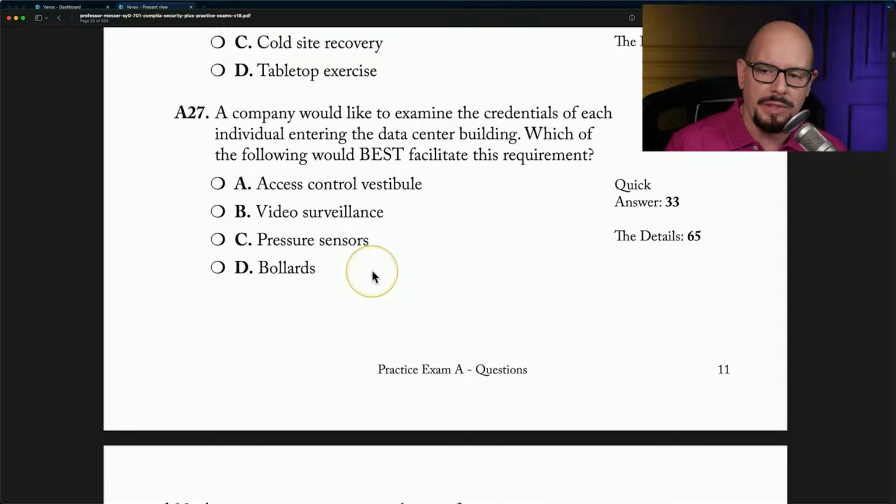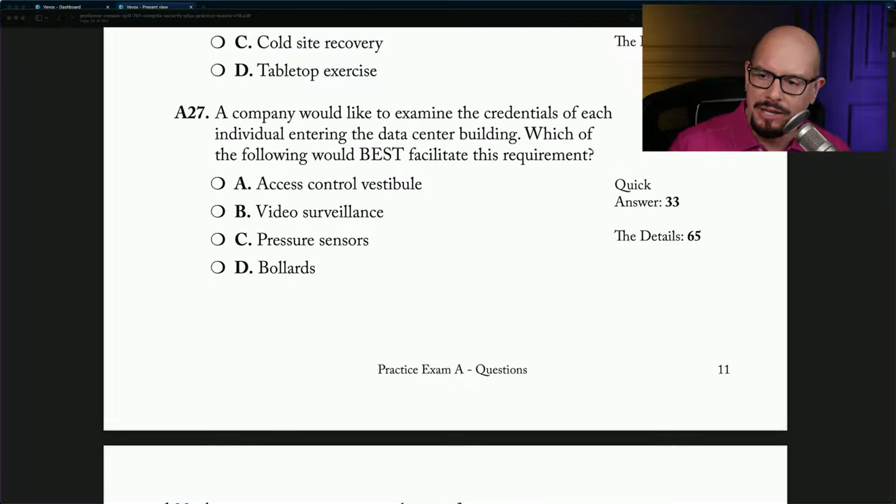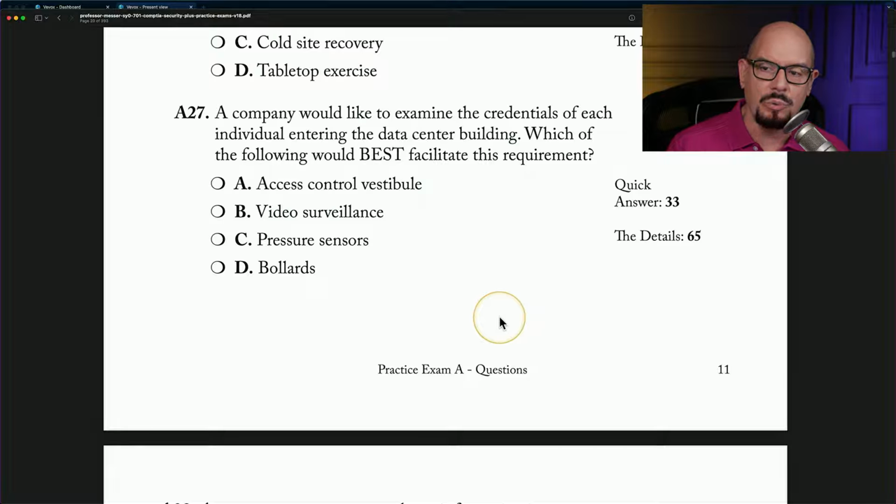If you just wanted to know where the answer was, A, B, C, or D, you could certainly do that by clicking the quick answer or going to page 33. But we also have the details, and that's what we're going to look at.